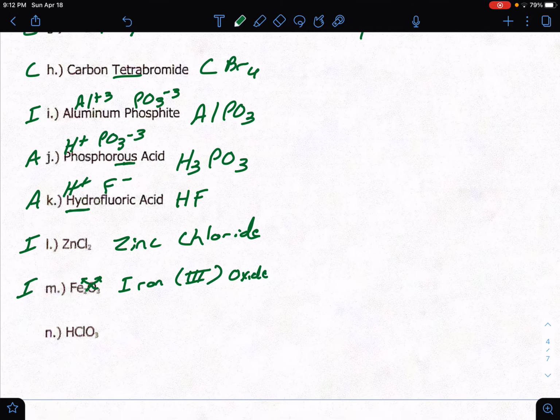HClO3, so starts off with a hydrogen, so we know this is an acid. I'm dealing with a polyatomic, so that means we're dealing with a ternary acid, so we don't use hydro. ClO3 is chlorate. Remember, if it ends in ate, it ends in ic. So this is going to be chloric acid.